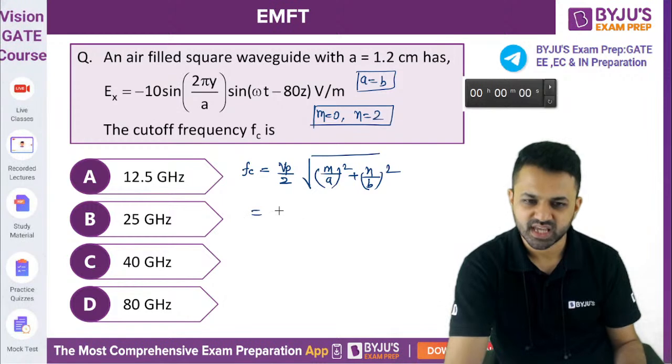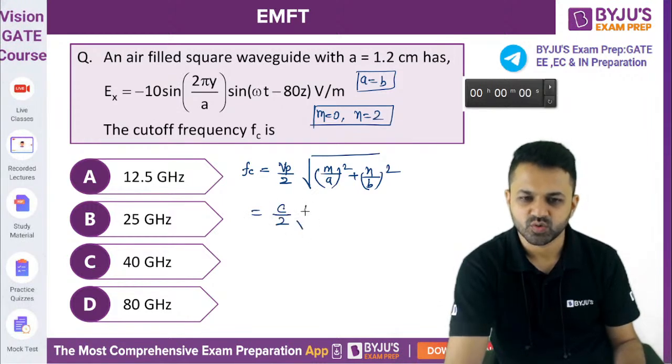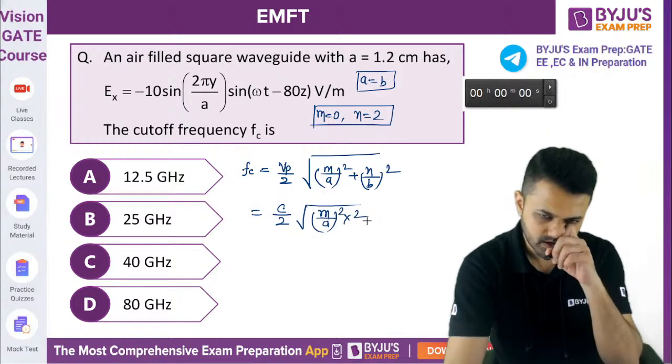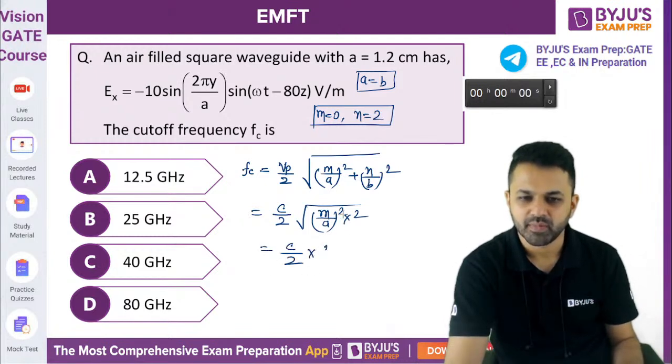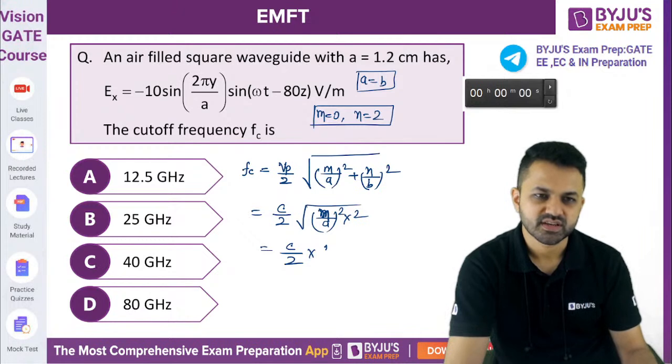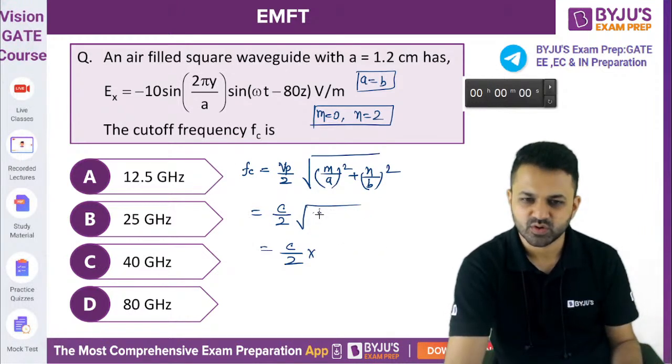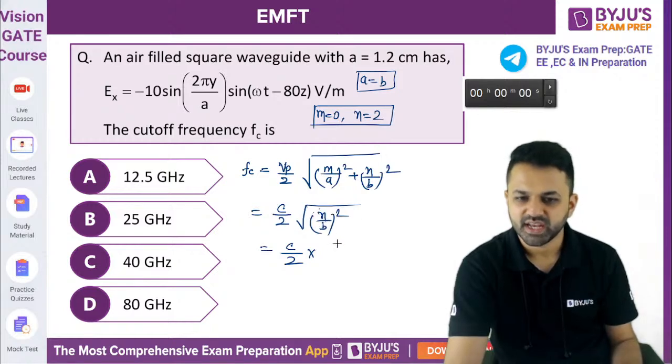So now because it is air field, so we will take c upon 2, and both are same, so this is (m by a) whole square plus (n by b) whole square. Okay, so it is equal to c upon 2 into... What is the value of m? m is 0, so we have to write n. Sorry, wait, I have done one small mistake. Yes, m is 0 and n by b whole square, so outside the root we will be having n by b.